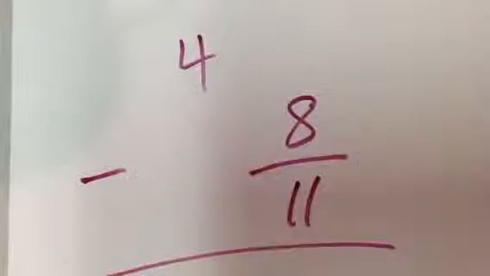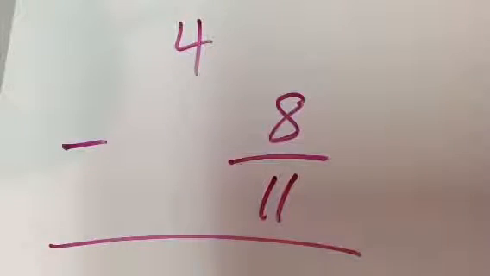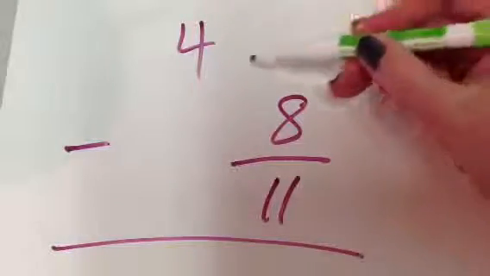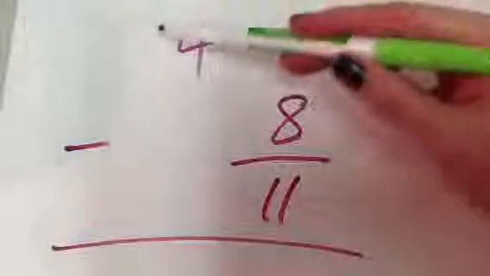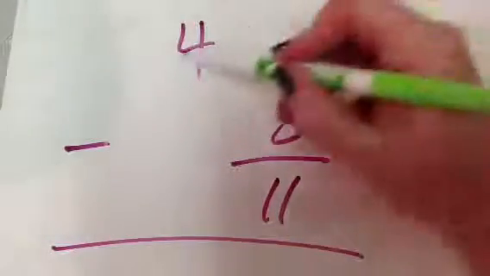Let's look at another example. Here I have 4 minus 8/11ths. So again, it's like I have this 0 right here in the fraction spot. If this 4 was part of a mixed number, its fraction would live right here. Okay, so again, I have to borrow.